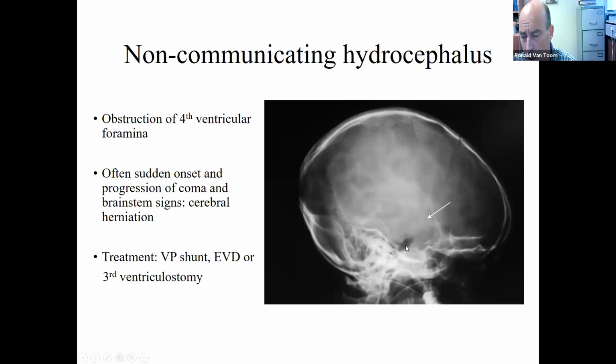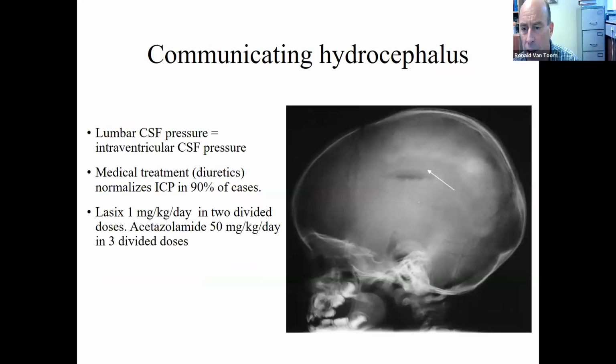You see the air bubble sitting at the base of the brain or the prepontine cistern, and there's absolutely no air visible in the lateral ventricles. So if we have that scenario, we know this is non-communicating, and this is a patient that you would refer for neurosurgical intervention. A much more often encountered scenario is that of communicating hydrocephalus.